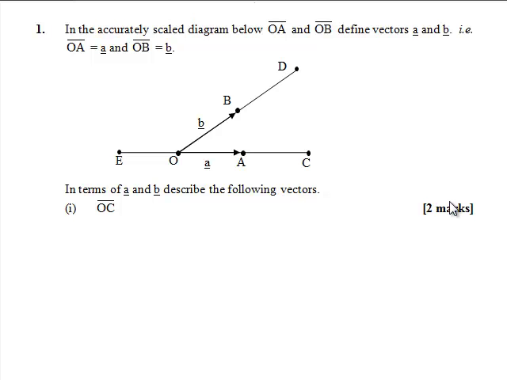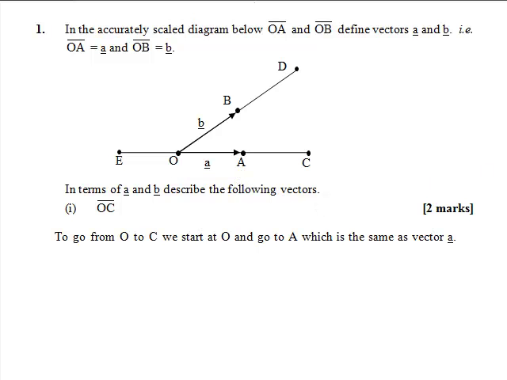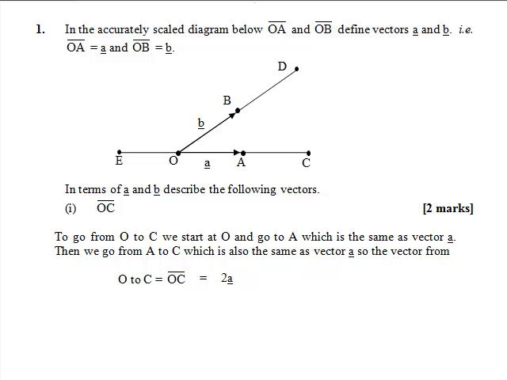I like to think of walking along these things, so if I want to go from O to C, the first thing I want to do is go from O to A. And O to A, as you can see, is the same as vector A. And then we have to go from A to C, which again, as you can see, is the same as vector A, which means that the total distance from O to C is equal to 2A. And that's the answer to part 1.